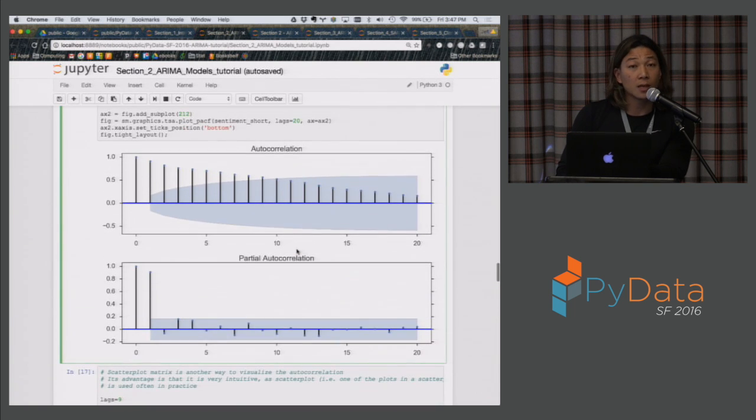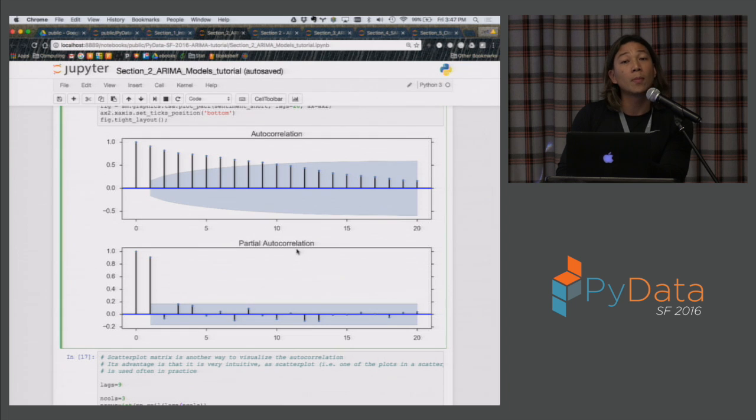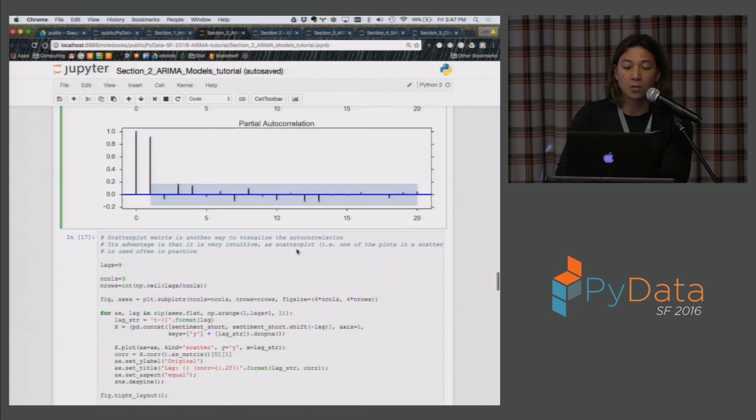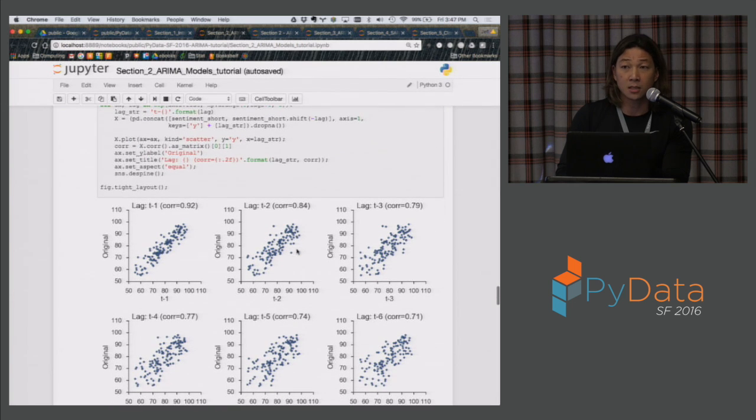This is very useful, right? The autocorrelation function is very useful, but may not be very intuitive to people who are new to time series. And so sometimes that's why this scatter plot matrix can communicate the idea. Okay?